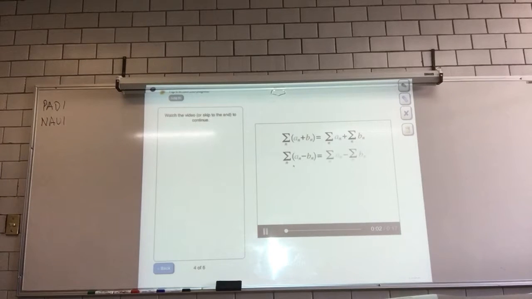Exactly. If you write out the first few terms of this series, you can see that it's equal to the sum of the a's minus the sum of the b's. Okay, now suppose you're adding up a series where each term is multiplied by a constant number c. What's an equivalent way to write this series?